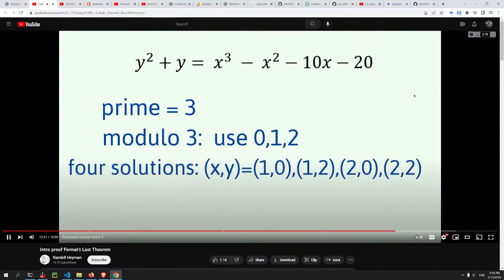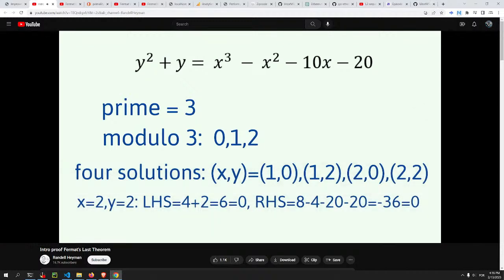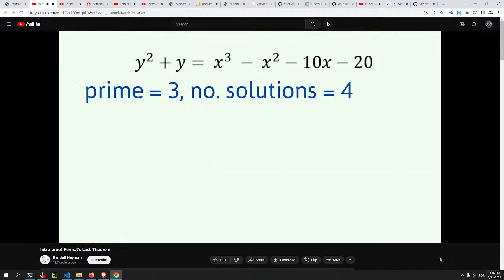And I'll just show you with, say, x equals 2, y equals 2, that's a solution. So here are some calculations where you can see that after we go through looking at the left and the right hand side and applying the rule that you can only have 0, 1, and 2, so we're interested in remainders of numbers, if they're over that, you can see that in fact it is a solution. So we've got the prime of 3, and we've got 4 solutions to the elliptic curve.